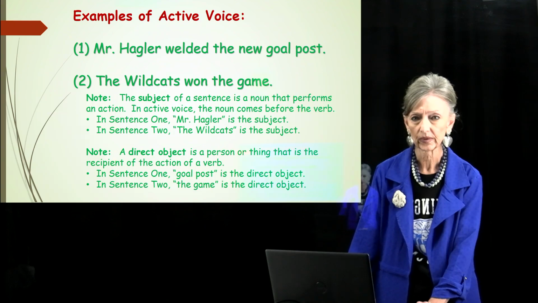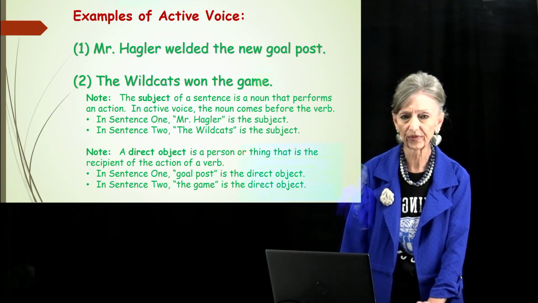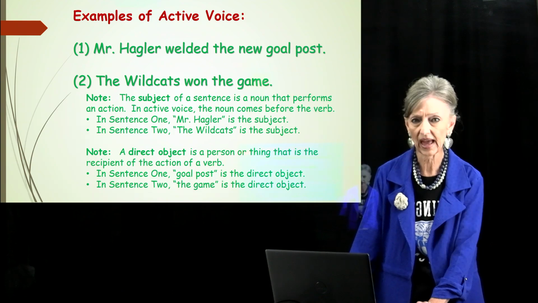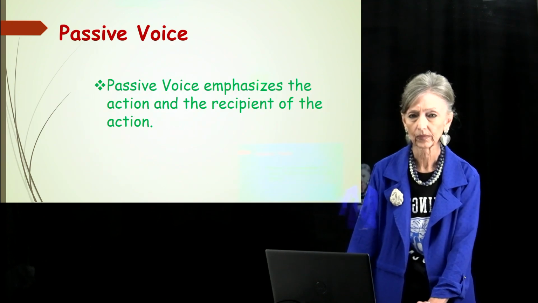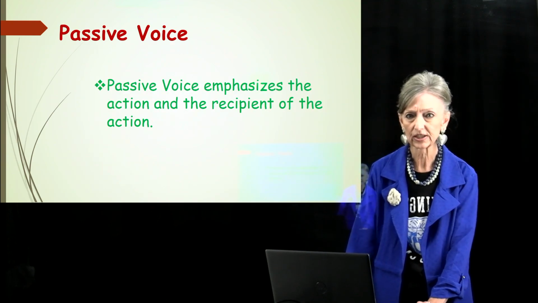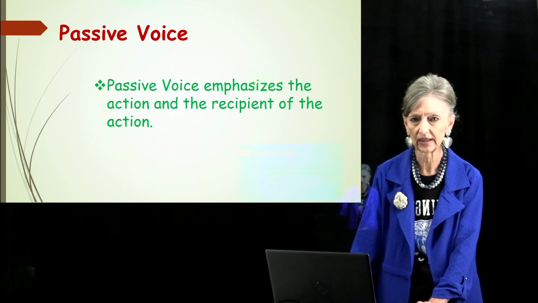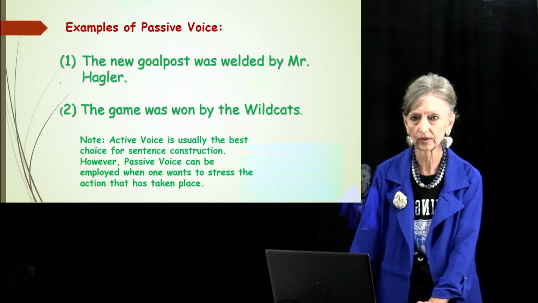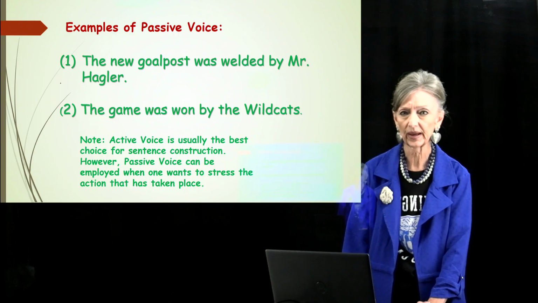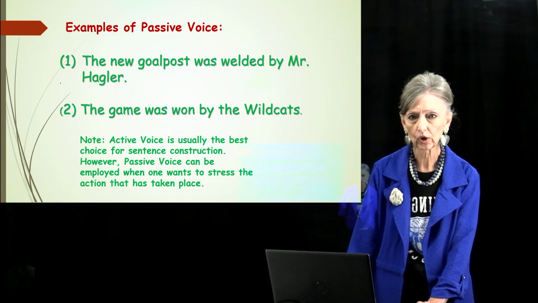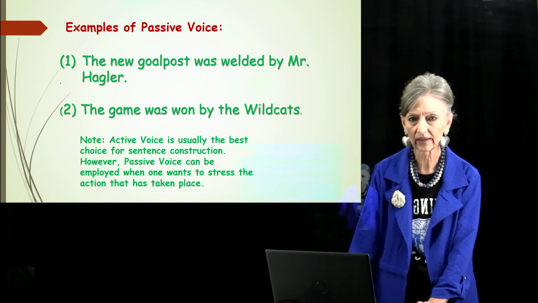Make another note. A direct object is a person or thing that is the recipient of the action of a verb. Make this note. In sentence 1, goalpost is the direct object. In sentence 2, the game is the direct object. Passive voice is useful for emphasizing the action and the recipient of the action. Here are some examples of passive voice. The new goalpost was welded by Mr. Hagler. The game was won by the Wildcats.